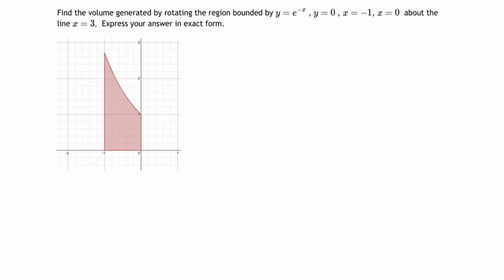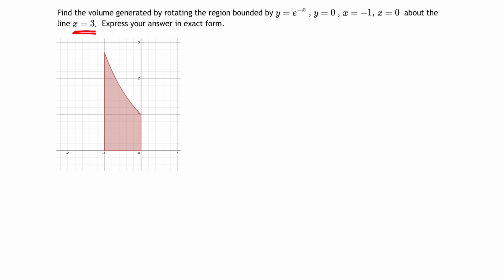Let's find the volume generated by rotating the region bounded by y equals e to the minus x, y equals 0, x equals negative 1, and x equals 0 about the line x equals 3. I think one of the hardest parts about this problem is the fact that we're revolving around something that is not an x-axis or a y-axis. It's a line. In fact, we're revolving this region that's shaded about the line x equals 3.